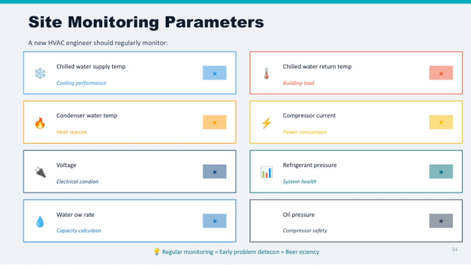Electrical condition means watching voltage and current closely. Heat rejection involves monitoring condenser water temperature while building load ties to chilled water return temperature. Finally, cooling performance depends on chilled water supply temperature. Together, these parameters tell the full story.